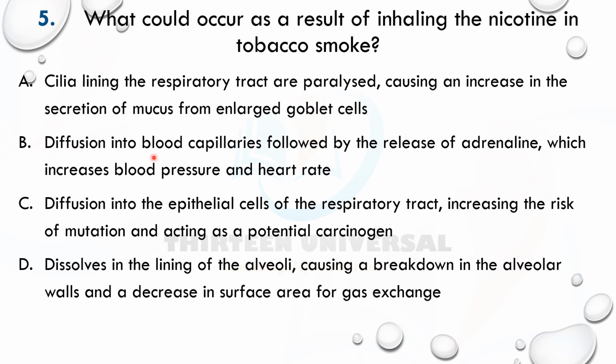That is a diffusion into blood capillaries followed by the release of adrenaline, which increases blood pressure. Yeah, that's more like it. So nicotine increases blood pressure, okay, which damages the arterial lining. Nicotine, all right, this is more like it. If you go to see diffusion into epithelial cells of the respiratory tract, increasing the risk of mutation. No, it doesn't cause mutation. It is tar that causes mutation. This dissolves in the lining of alveoli. It does not affect the alveoli. It only affects cardiovascular. All right, so it's B.